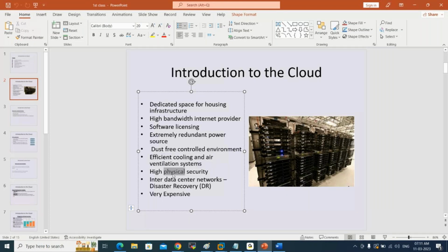And you should not allow anyone to enter into the data center. Only people who are authorized by your client, who really have the ID and all, can enter and do the repair if anything is required.